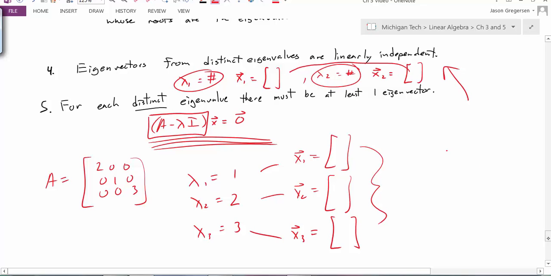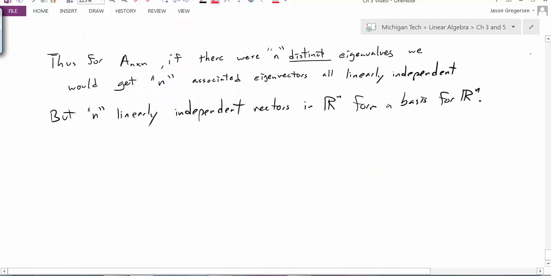So to summarize that statement, I can say that thus for some matrix A that is n by n, if there were n distinct eigenvalues, and that's our if statement, they are not always true, but if there were, we could get n associated eigenvectors, and they would all be linearly independent. And then since n linearly independent vectors in Rn form a basis for Rn, this set of vectors, the set of eigenvectors, would be a basis for Rn. And we could call that an eigenbasis.